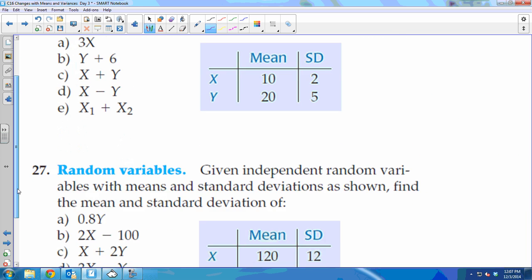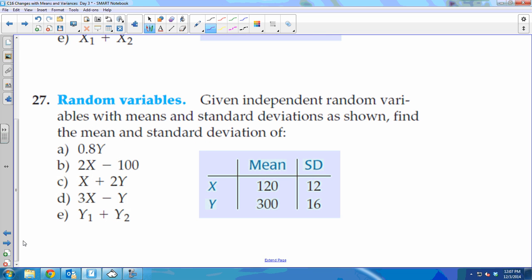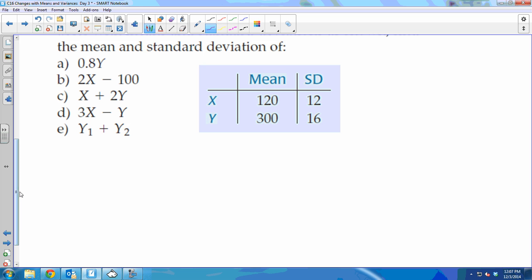All right. Same type of question, just the pieces are a little more complicated. Still independent random variables. We want to find the mean and standard deviation. But if you notice, these are just a little more complicated. I'm going to do D. It says 3x minus y. I need to know the stuff for 3x before I start combining stuff with y. So that's what I'm going to do. I'm going to worry about 3x by itself first.